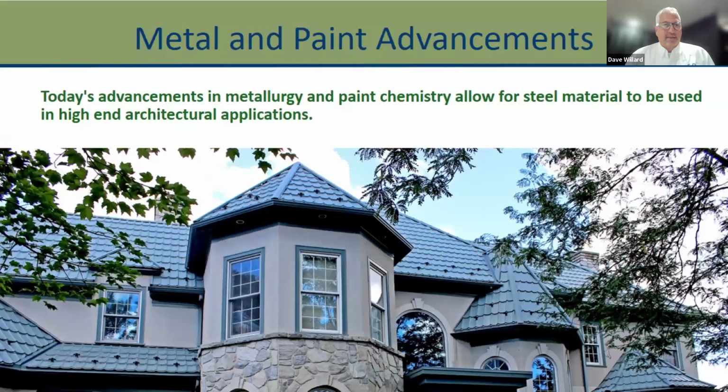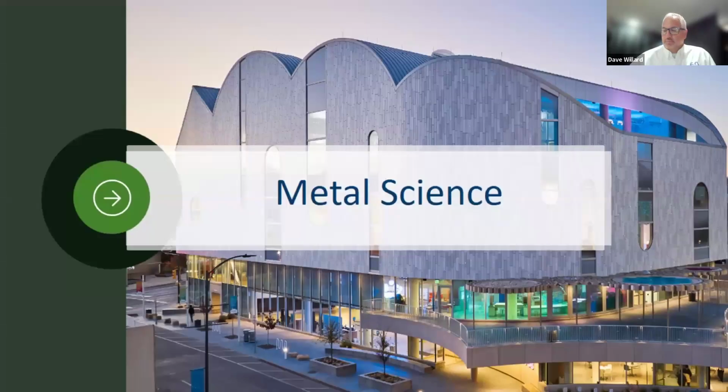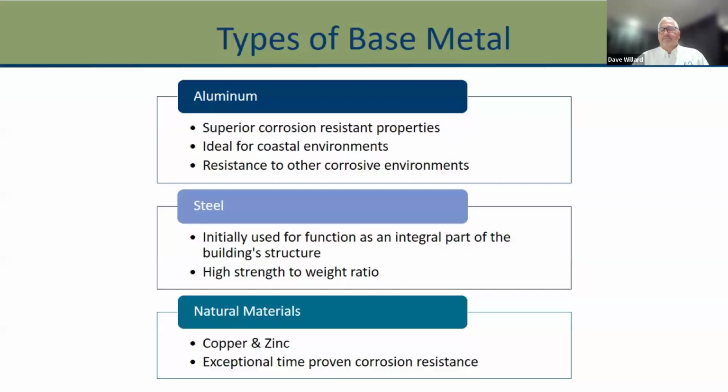Now, today we talked about the advancements in metallurgy and paint chemistry. They allow for steel materials to be used in high-end architectural applications. Like you can see on this roof, by looking at it, you might not immediately think that's metal, but that's exactly what it is. So these advances have really helped move that industry along. So let's get into the science of how this metal works and the different metals that are involved.